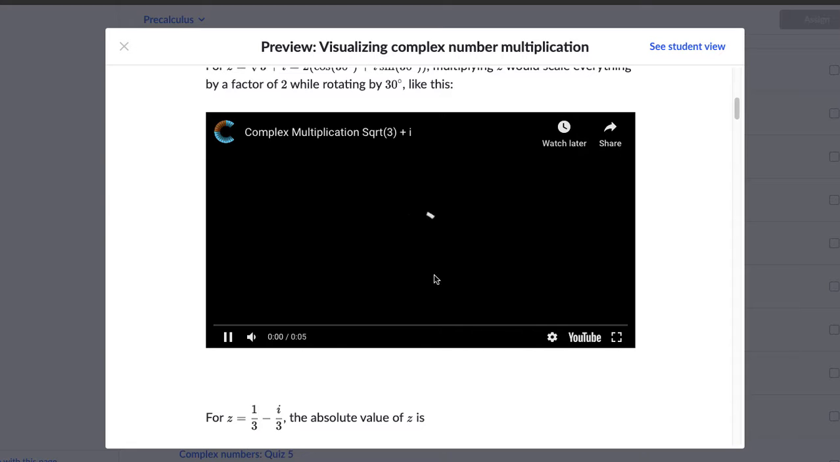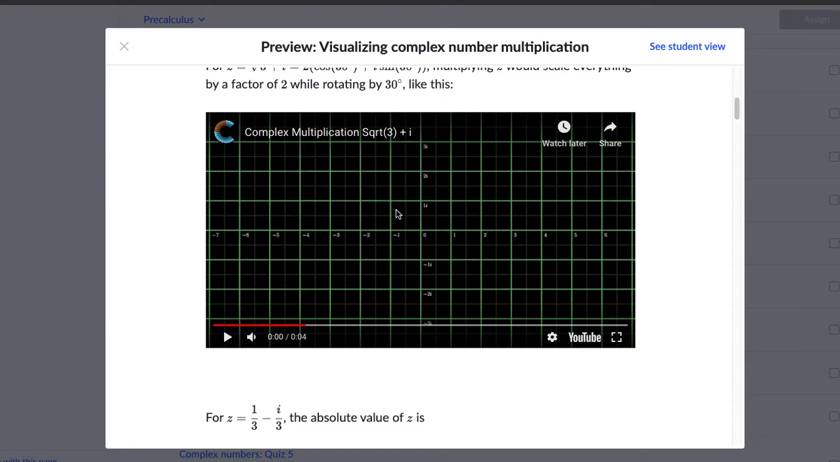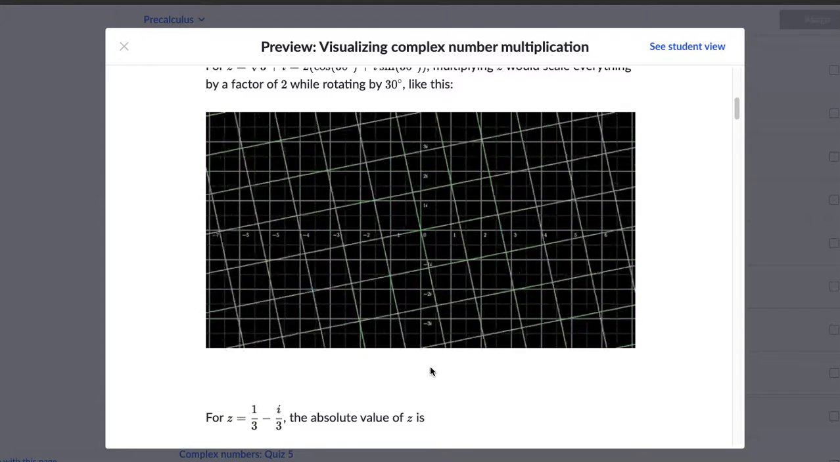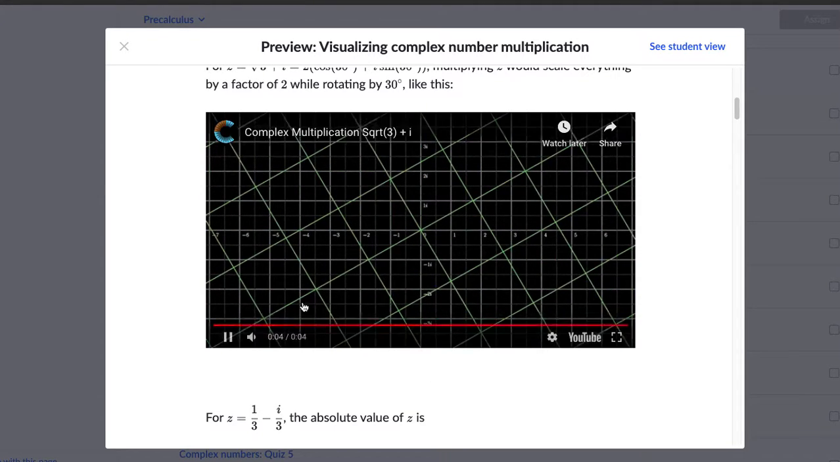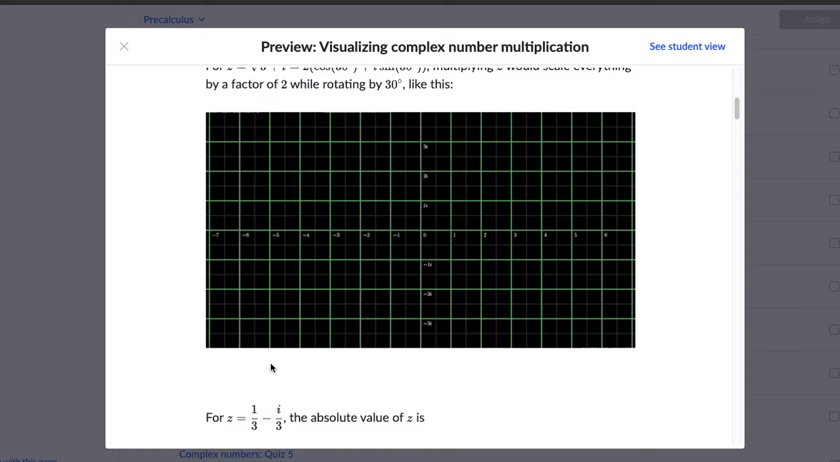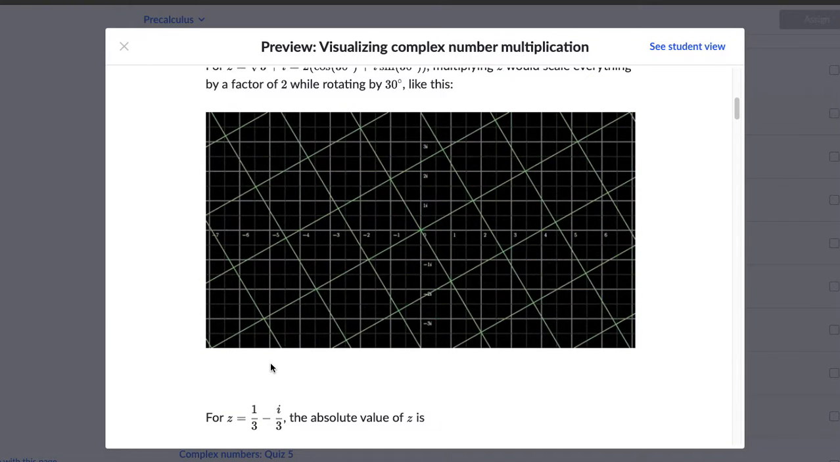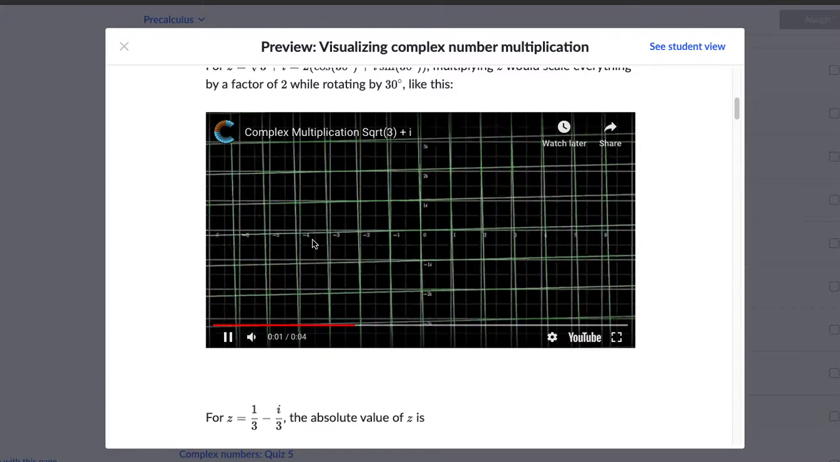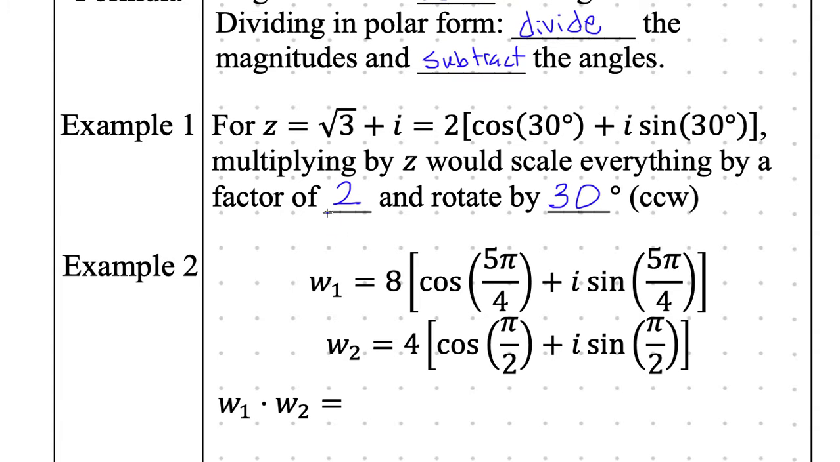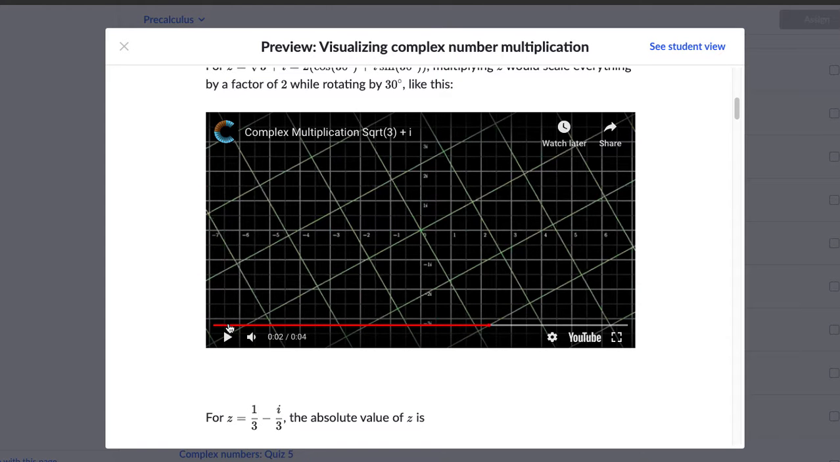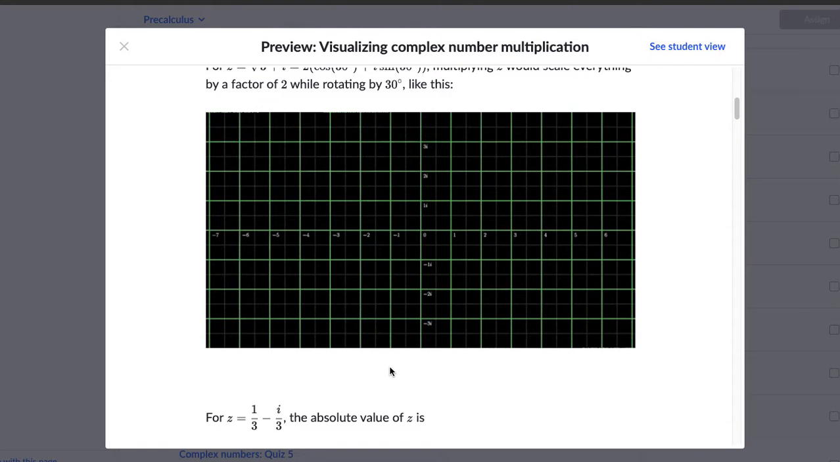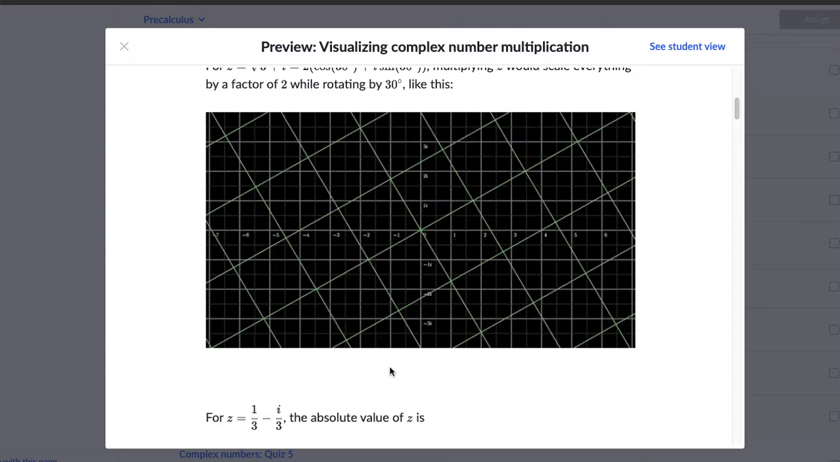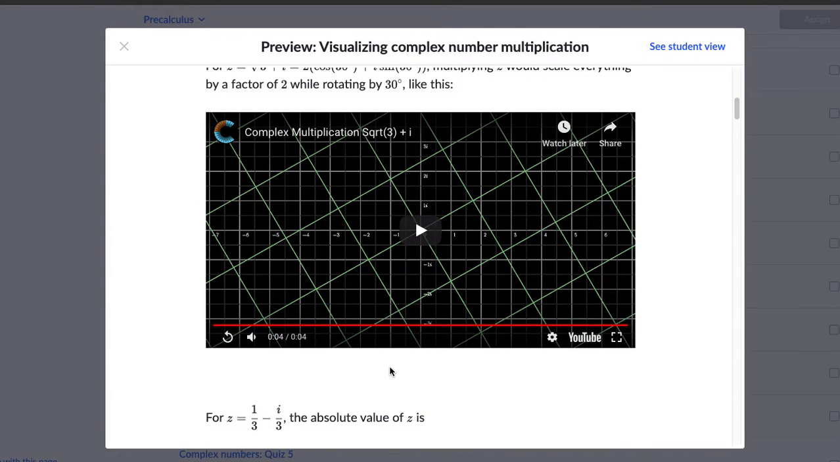This is what it looks like. If I have the complex coordinate plane, look what happens as a transformation. Again, when I multiply by that complex number, that's what happens. Every single possible number gets rotated and scaled. Look back at your notes. Everything is scaled by a factor of 2 and rotated 30 degrees. You are rotating by 30 degrees counterclockwise and magnifying it by a factor of 2.